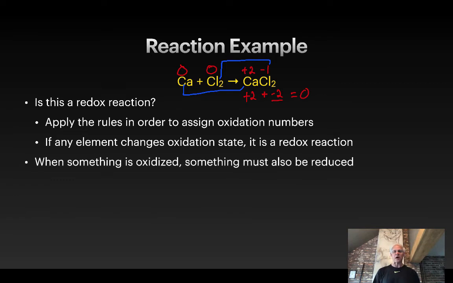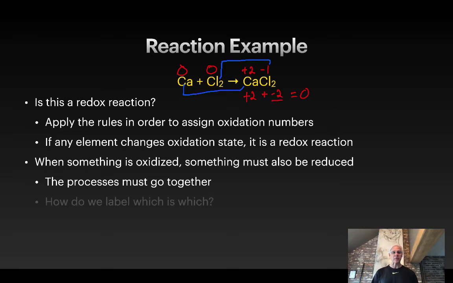Now, if something is oxidized, something else must also be reduced. There's a reason we call these reactions redox reactions, and there's no such thing as just a reduction reaction or an oxidation reaction as a whole. Those two processes have to occur. So if something is oxidized, something must be reduced. If something lost electrons, they had to go somewhere. If something gained electrons, it had to take them from somewhere. So those two processes must always go together.